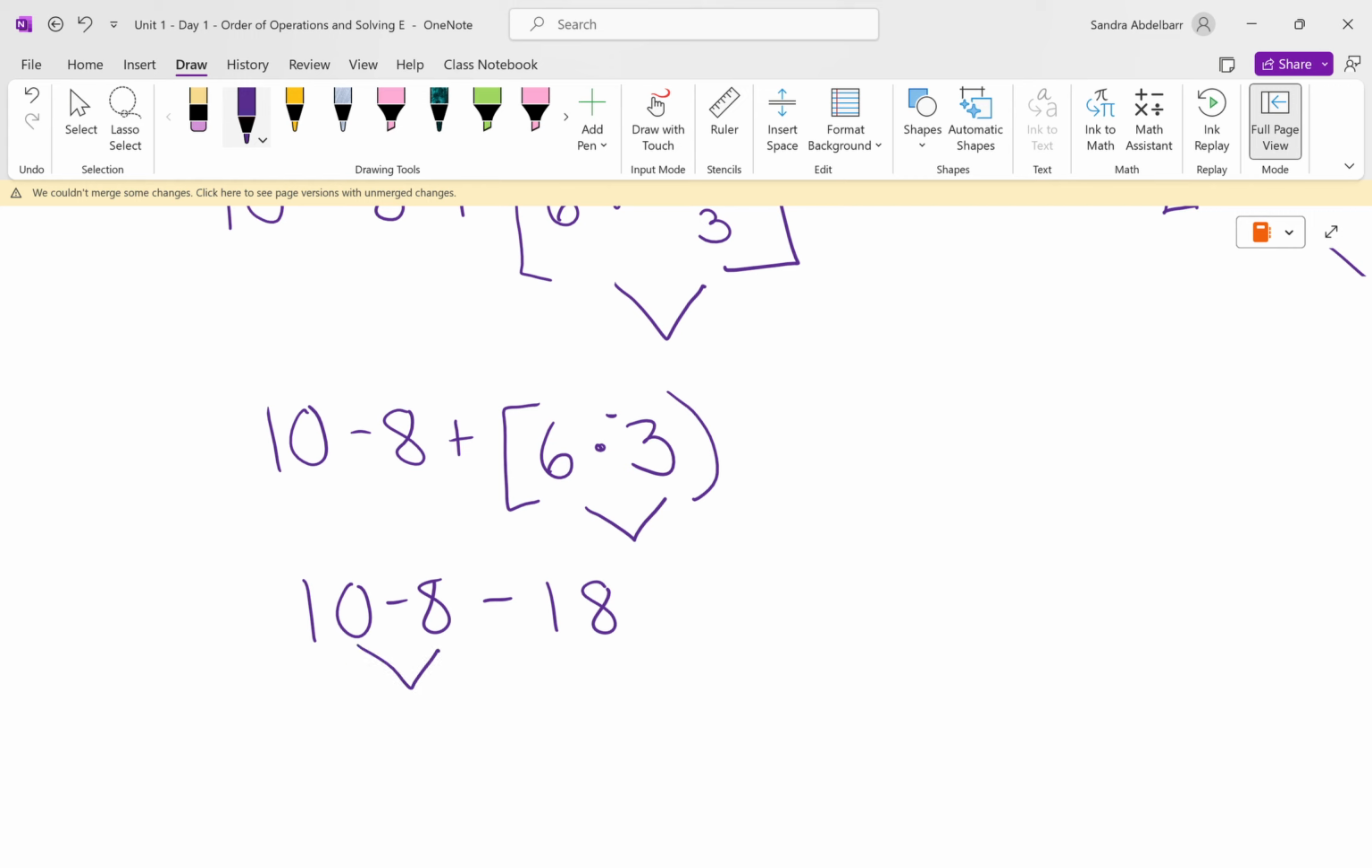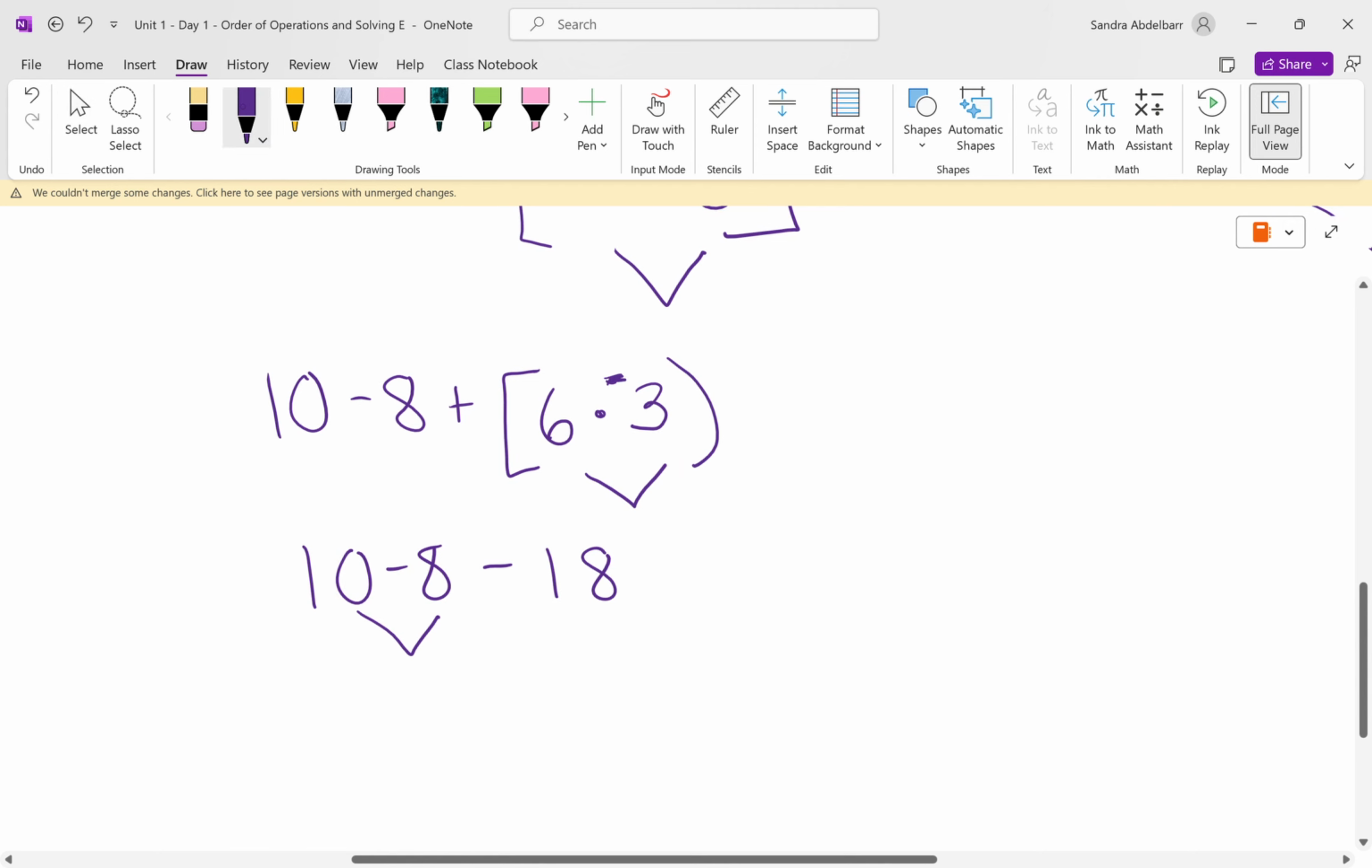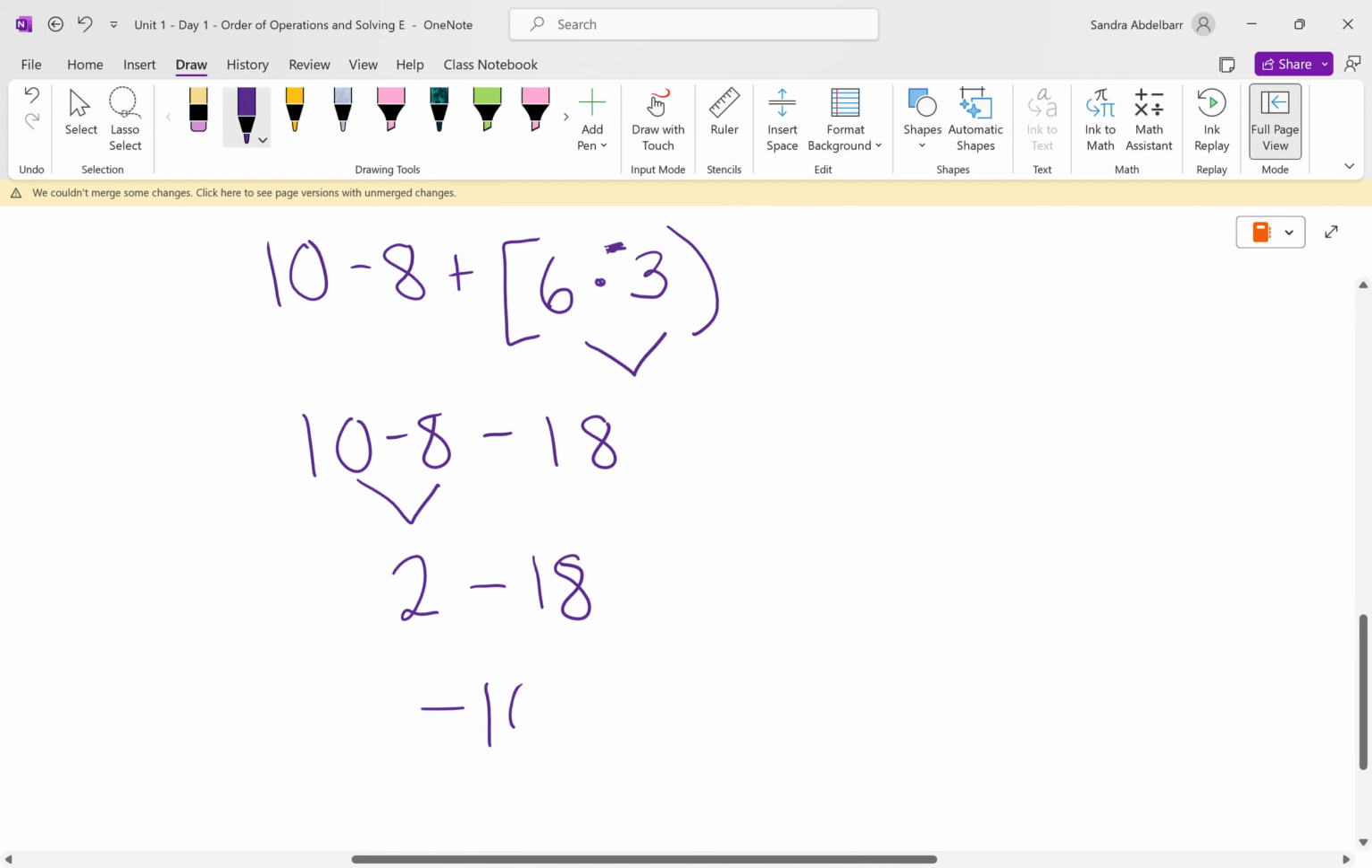Now we just go from left to right. 10 minus 8. Oh, what did I do? Did I do something wrong? This is not 3. What's 6 divided... Oh, no. Okay, I thought that was a half. Good. Okay. So now we are 10 minus 8 is 2. 2 minus 18 is -16. Yes. I forgot what 10 minus 8 was the first time. Okay. All right, guys.